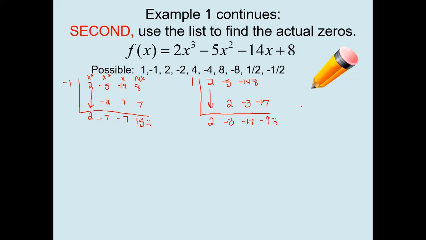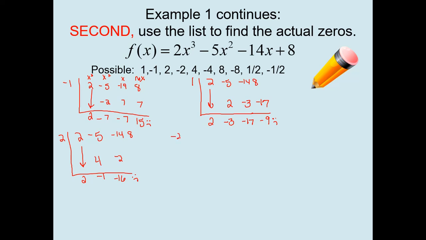Dang it. Let's try a +2 this time. So 2, maybe that's gonna work. -5, -14, and 8. 2, 4, -1, -2, -16. Definitely not gonna work. I'm gonna get a really, really big number.